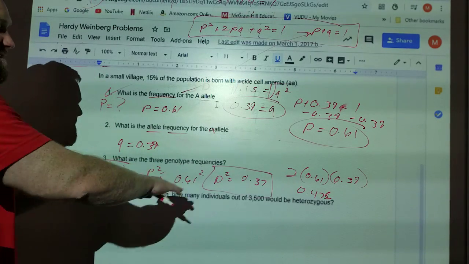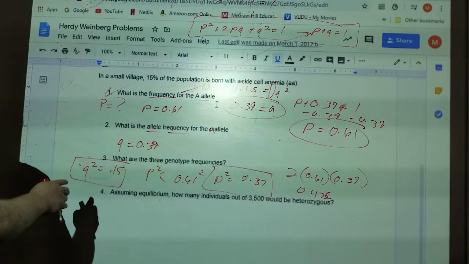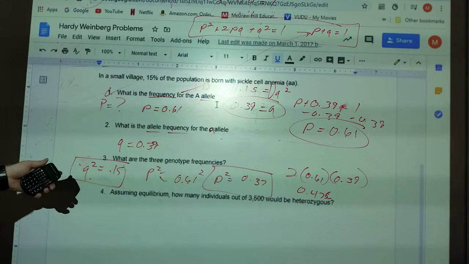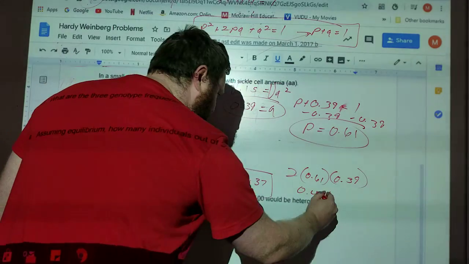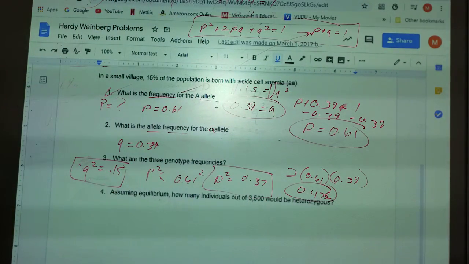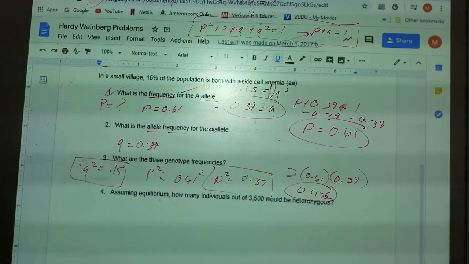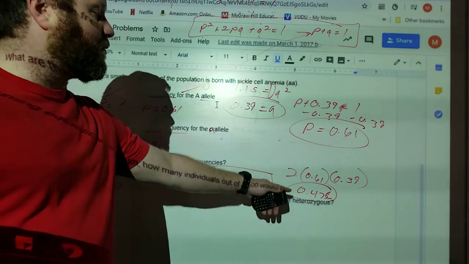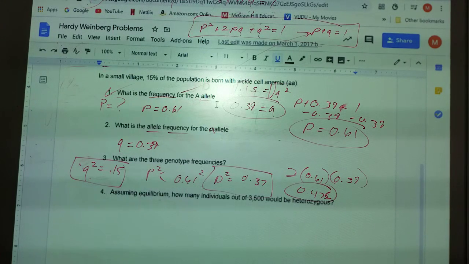So we can keep these as decimals, or you can change them to percentages. But that means that 15% of the population is going to have sickle cell anemia. 37% of the population is going to have the homozygous dominant characteristic, so capital A, capital A, and 47.6% of the population is going to have capital A, lowercase a.